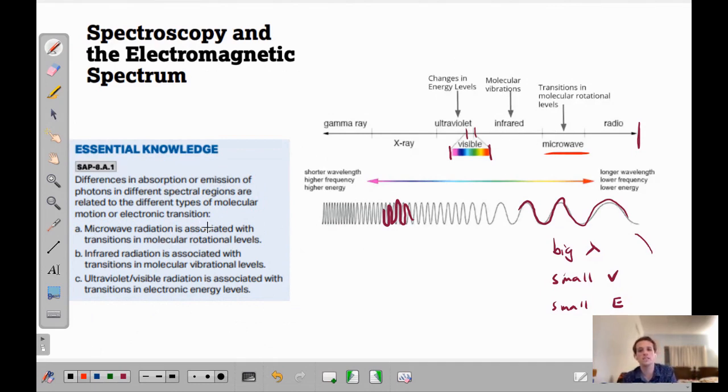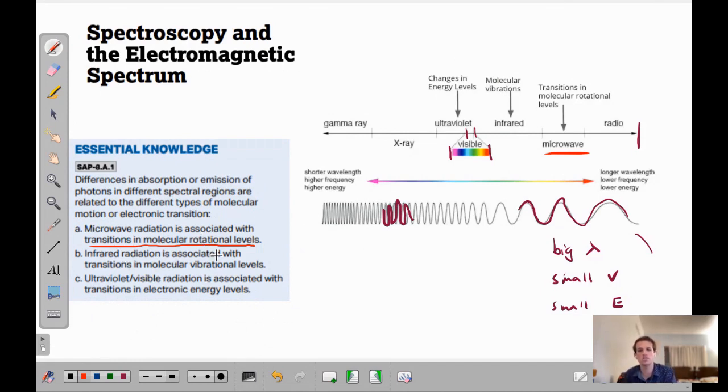Microwaves are associated with transitions in molecular rotational levels. So it's affecting the way the molecules are rotating and oriented, which is actually why microwaves heat up your food, because those water molecules start spinning so fast that they generate enough heat to warm up your food. If you try to put in a piece of beef jerky that has no water in it, or a dried apple piece or a banana chip, it's not going to get very hot because there's not enough water to really get revved up by the microwave.